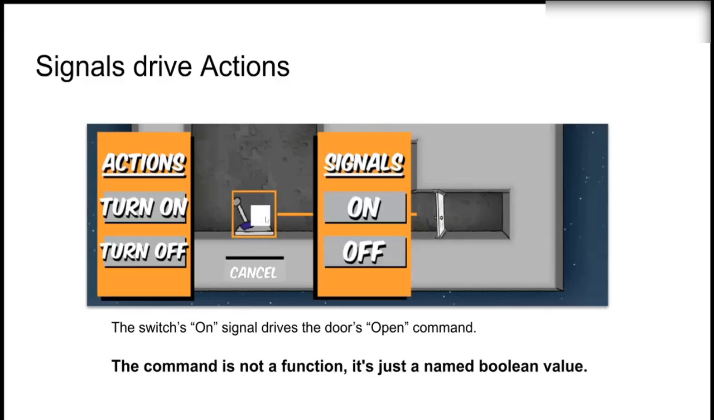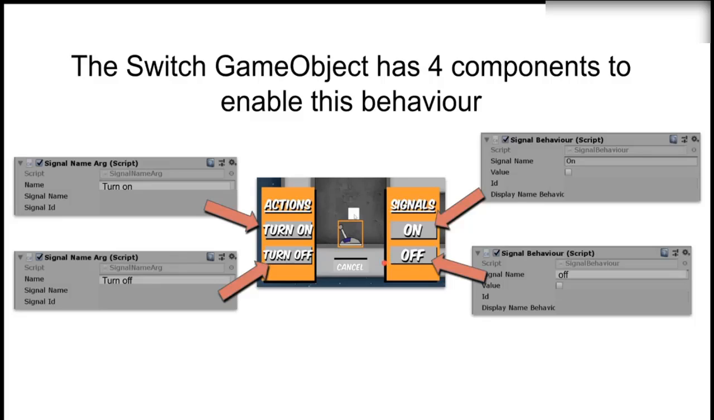And again, diving into that a little bit more, these are all backed by components, and these are actually subclasses of that general arg component from the beginning. So in the case on the left, the actions are these things called signal name args. The name is kind of misleading. I wish I had called these action args, but I didn't.